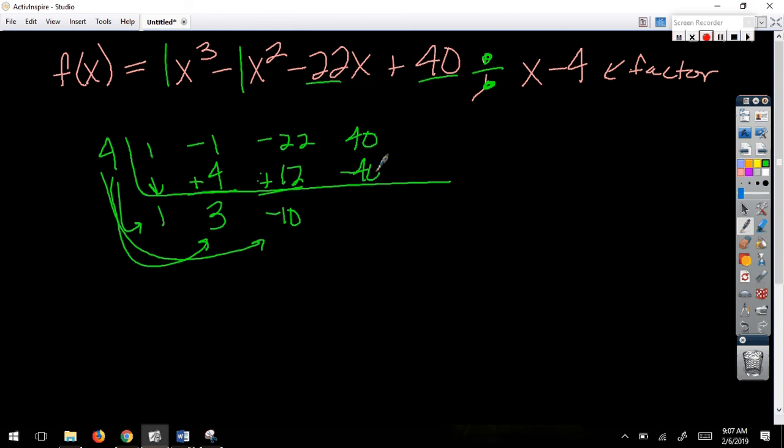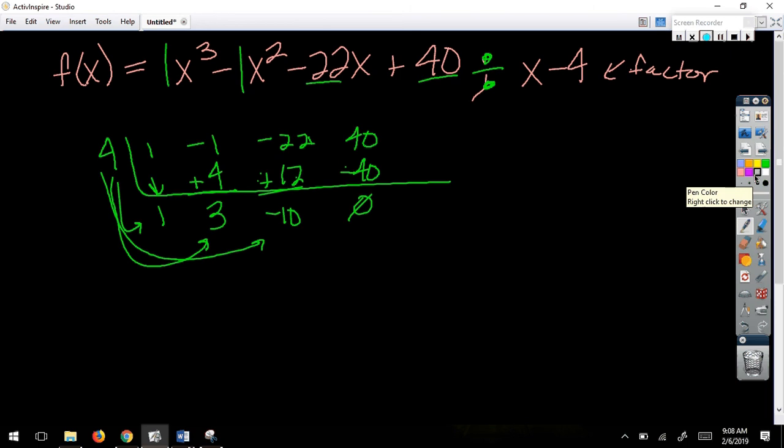How'd you get the -10 right there? You're right, -22 plus 12. I was like, take a deep breath. And multiply and add. Okay, so I know I've done it correctly because the remainder is 0, right? Yes, ma'am. All right, so write it as a multiplication problem.